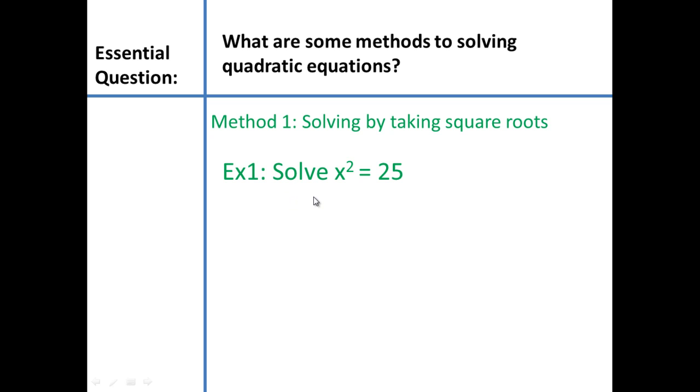Example, solve x squared equals 25. Well, if we want to get rid of this exponent, we need to take the square root on both sides. So we have x is equal to +5 or -5.